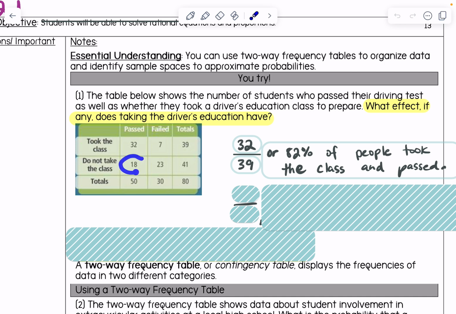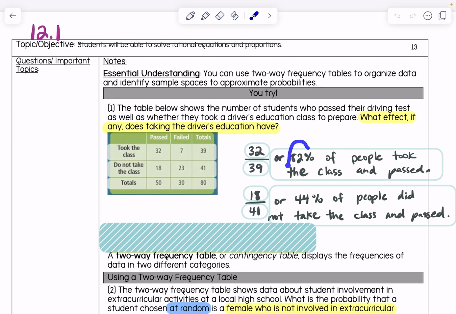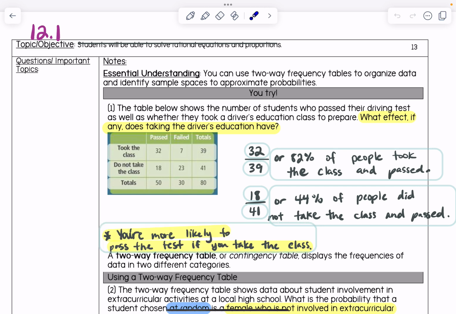Now let's look at people who passed but did not take the class. So did not take the class and passed, that's 18 out of 41 students. Top divided by bottom, 18 divided by 41 times 100, or 44% of people did not take the class and passed. So we can see that there's a big difference between 82 and 44. 82 is almost double. So almost double the amount of people who took the class passed versus not taking the class. So we can infer that you're more likely to pass the test if you take the class.